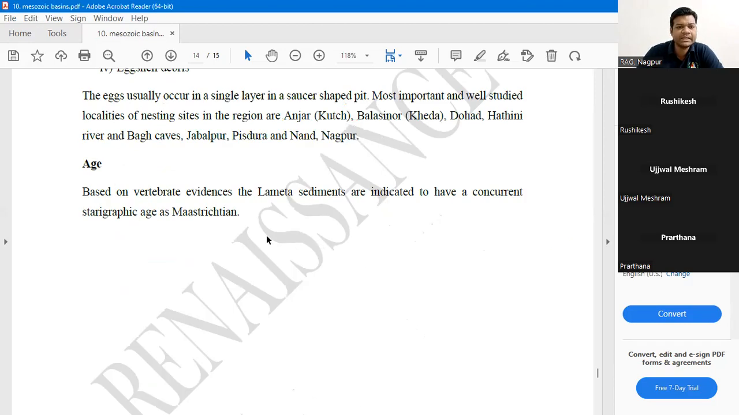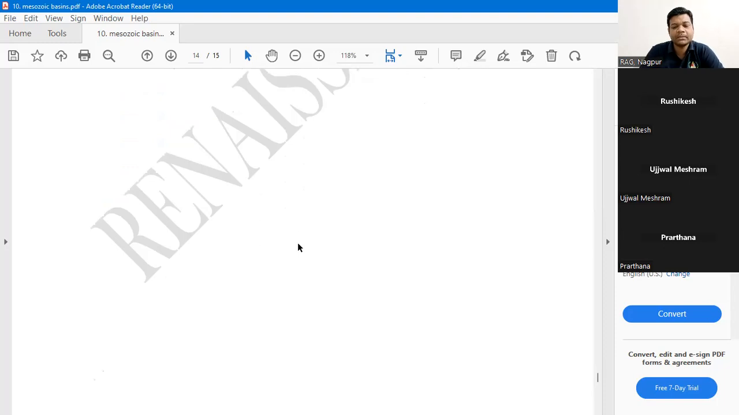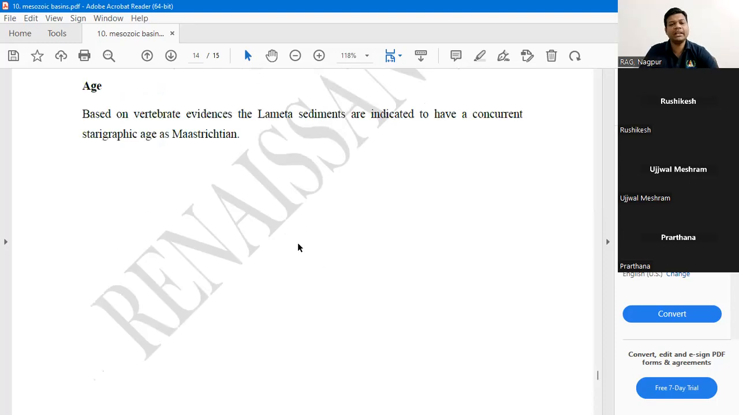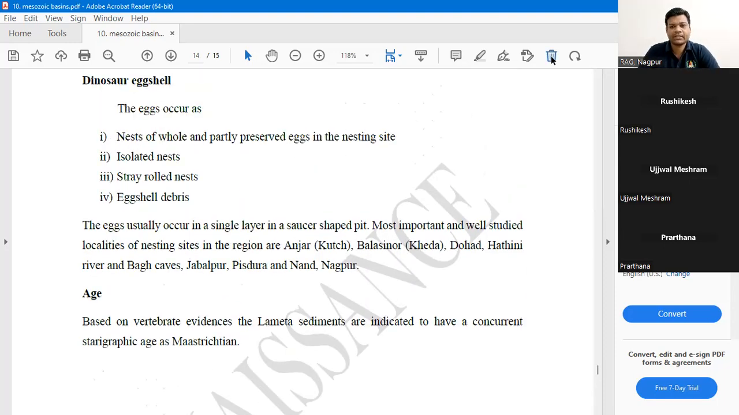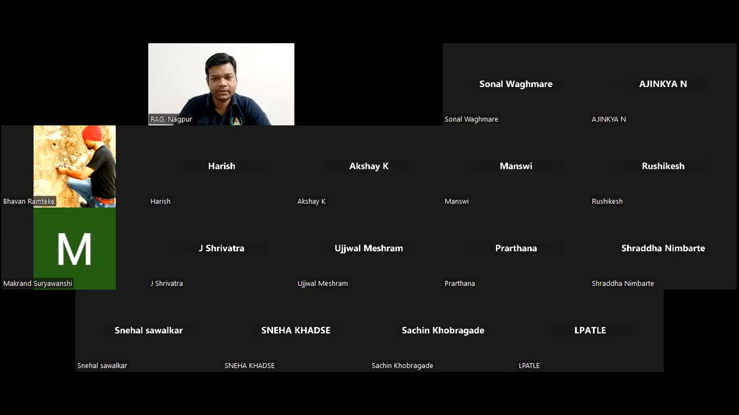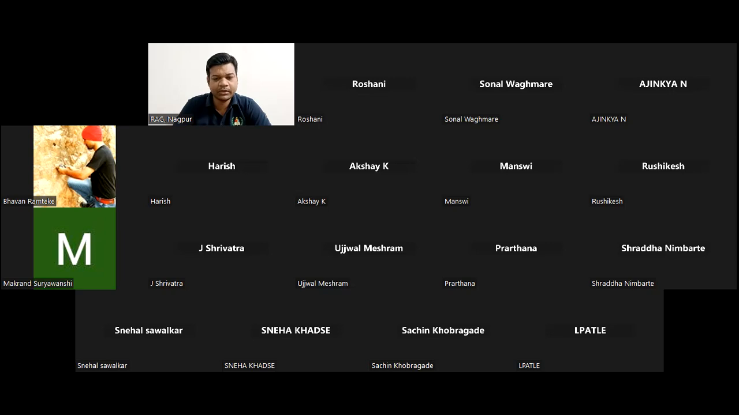The age of these lametas is considered to be Maastrichtian, which belongs basically to the Cretaceous. So this is all about the lametas.